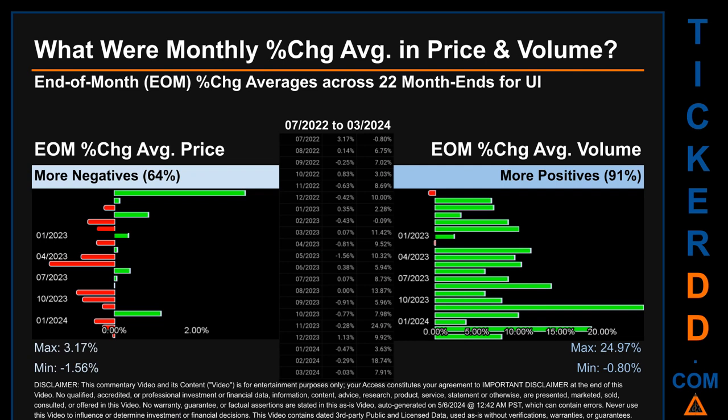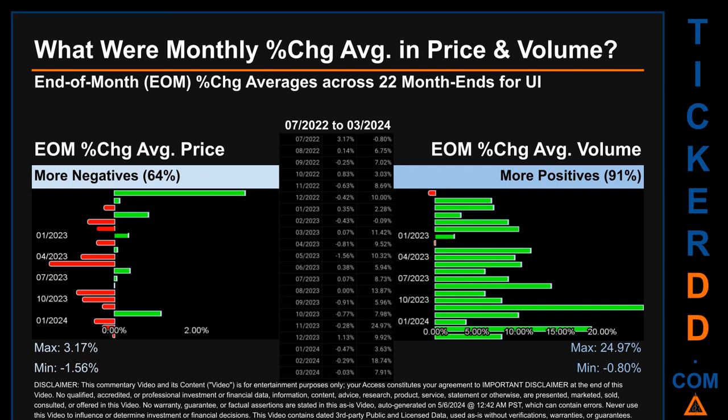What were end-of-month percentage change averages in price and volume for UI? The monthly average of percentage change in price and in volume were calculated for each of the 22-month ends. That calculation took daily percentage changes and averaged them for each given month. If a month end came out negative, then it means that the month summarily saw a negative change.